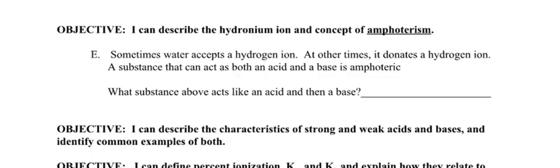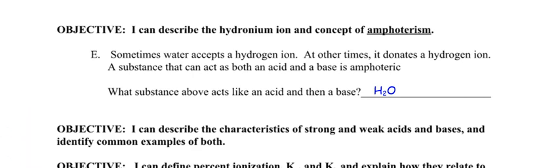And I kind of alluded to that earlier when I had said that, if I just look at water, I can't tell what it's going to do. I have to look at what it's with in order to know if it is going to be an acid or a base, okay? So what substance acts like an acid, and then a base would be water. There's some other ones too, all right, like bicarbonate can act as an acid or it can act like a base. Now, if you remember that, we said bicarbonate is a base, but if it's with a stronger base, it could act like an acid, all right? So that's the idea of amphoteric, okay?